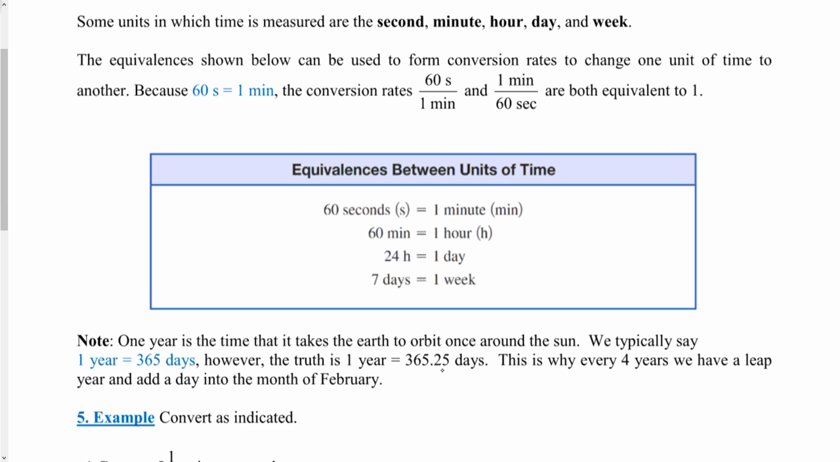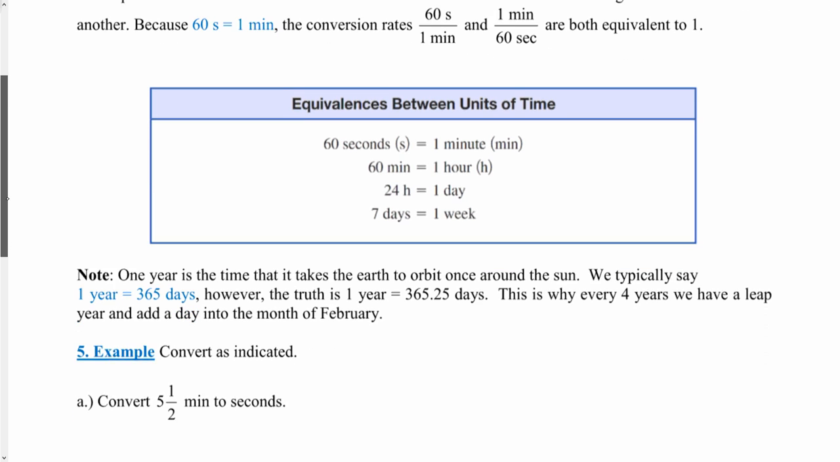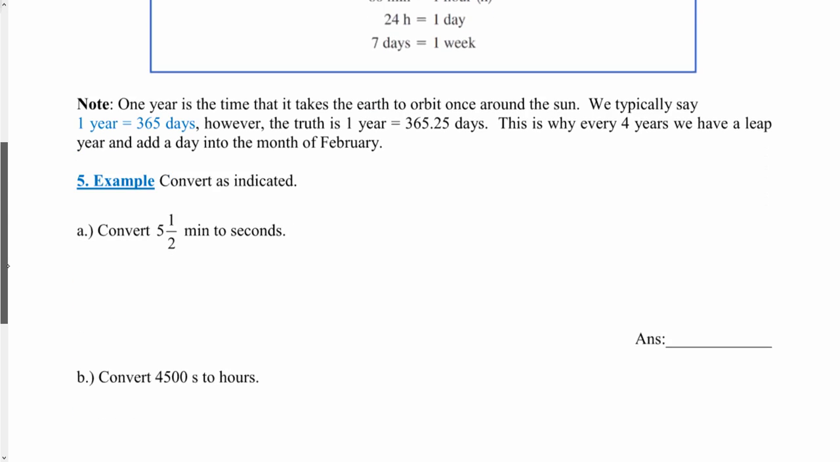It's really, really close. But we do have a leap year every 4 years, except every 100, except every 1,000. It gets a little complicated. So that's something you can look into if you want. All right.